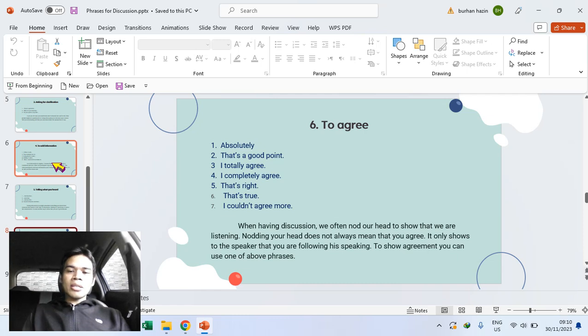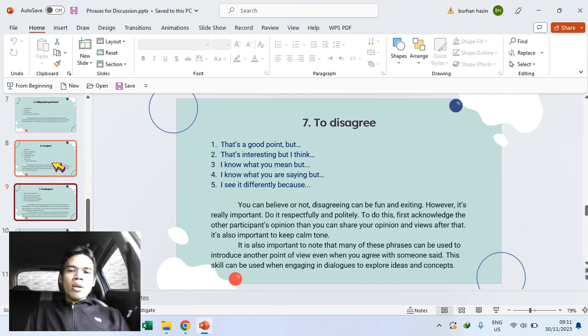When having a discussion, we often nod our head to show that we are listening. Nodding your head does not always mean that you agree. It only shows the speaker that you are following his speaking. To show agreement, you can use one of the above phrases. Okay, so those are some phrases you can use if you agree with the opinions of the other participants of the discussion.